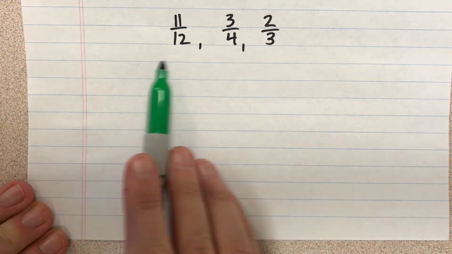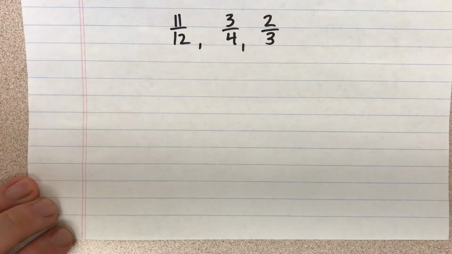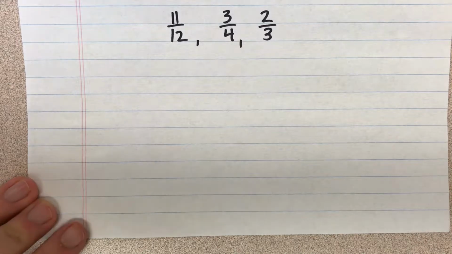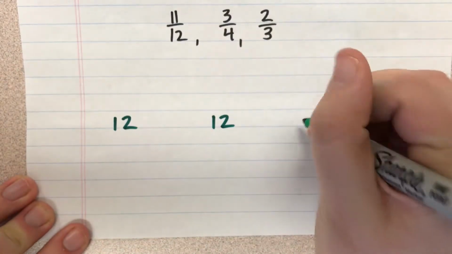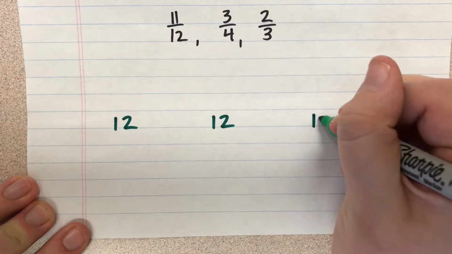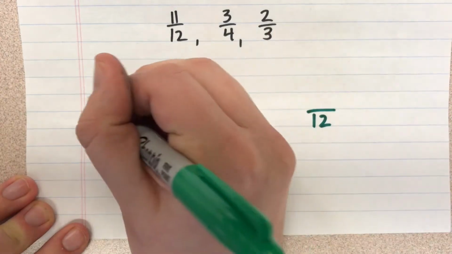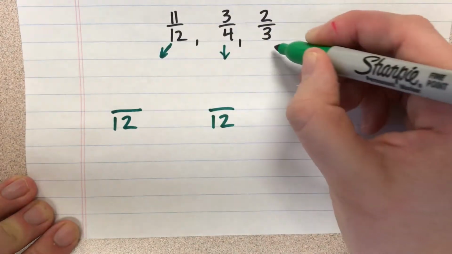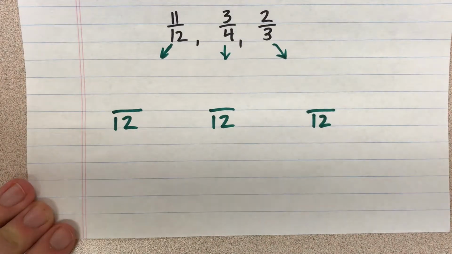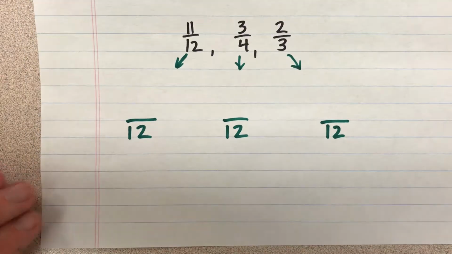All right, so 12, 4, and 3, I have to figure out a number that all 3 of them can go into, and I know that 12 is a number that 12, 4, and 3 can all go into, so I am going to use 12. All right, and so this one is going here, this one's going downwards, and this one's going over here. So that's how I'm organizing my problem.